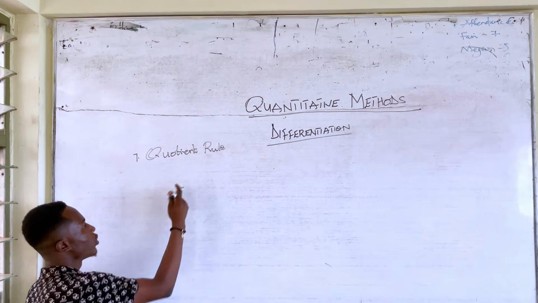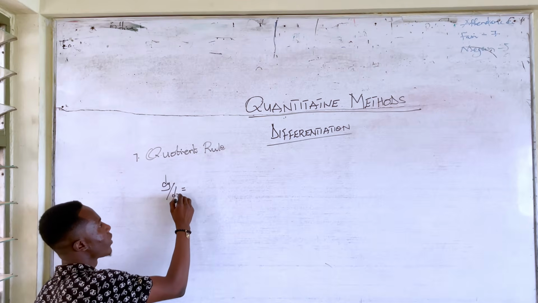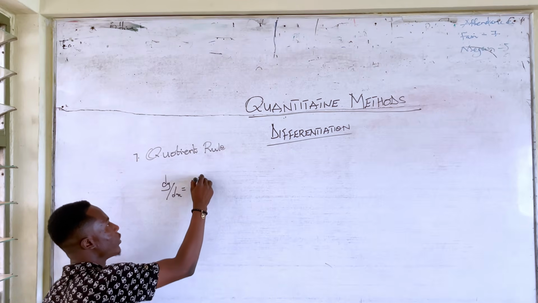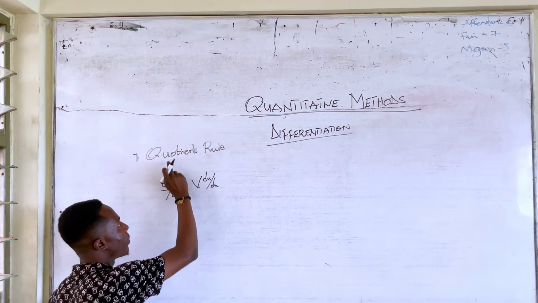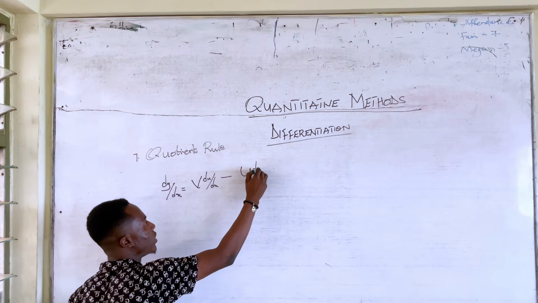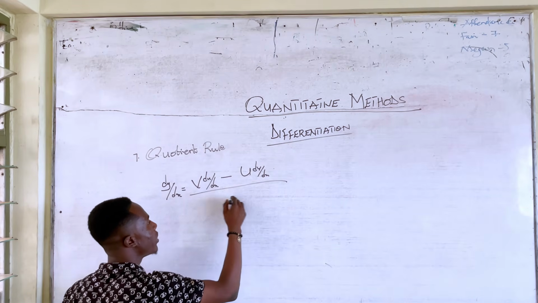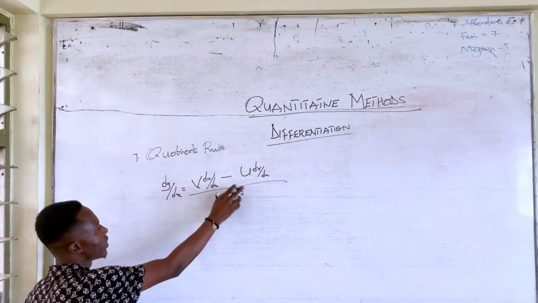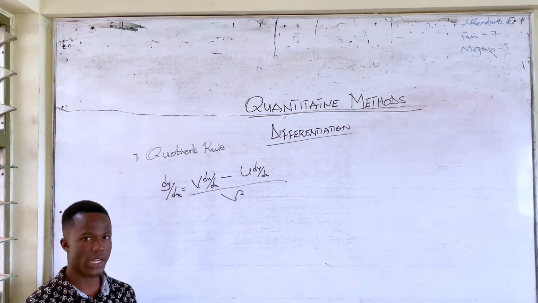And so with the quotient rule, the formula says your dy/dx should be v du/dx, just like the first one. But because it is division, we take minus u dv/dx. Then here we divide it by v squared. So that is the change, or the addition, to the product rule.